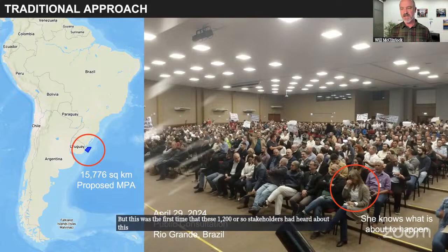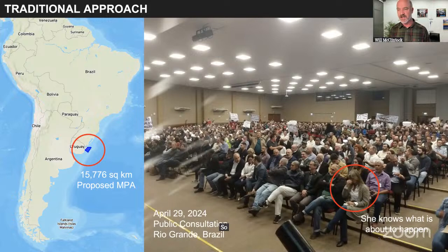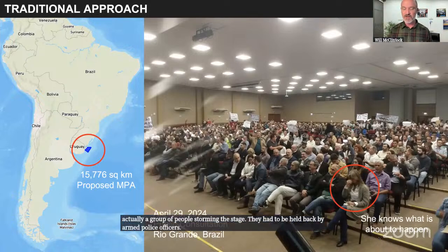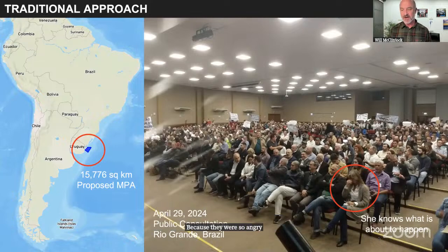They showed up to this meeting to hear about it and basically protest. So they're holding up signs that say no to the MPA, respect our history. This meeting devolved into shouting and actually a group of people storming the stage. They had to be held back by armed police officers because they were so angry about this plan. And my friend Marinez down in the corner there, she sort of knew what was about to happen because she's been in this situation before.